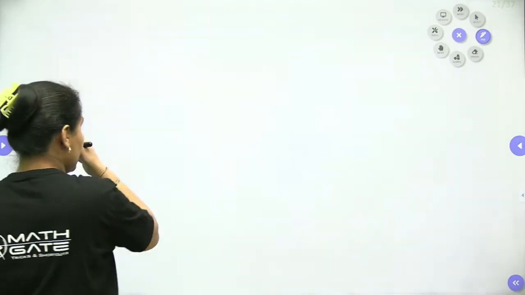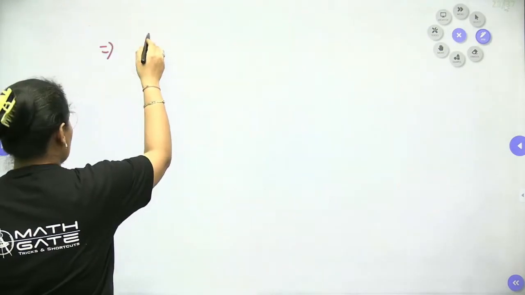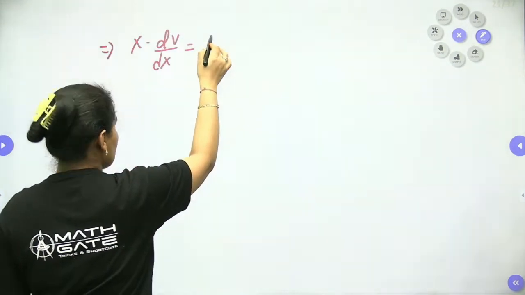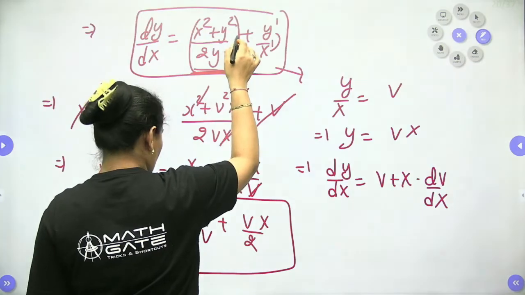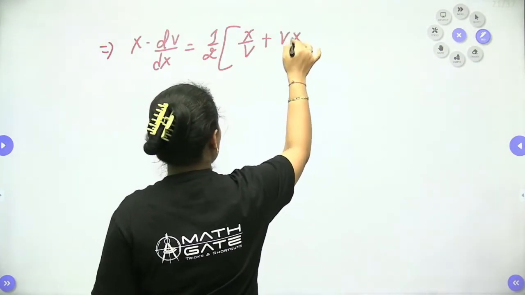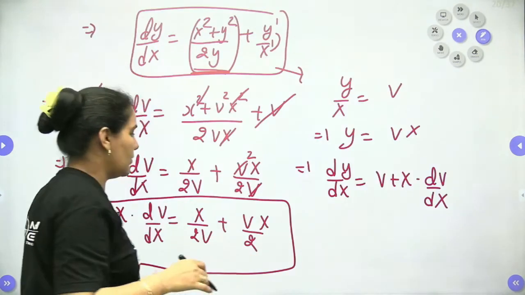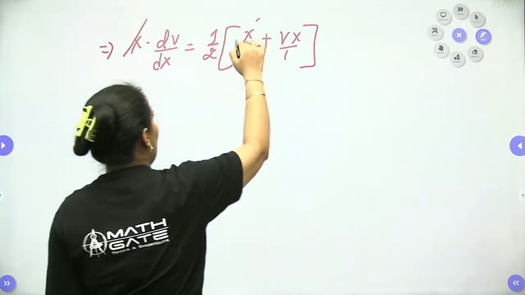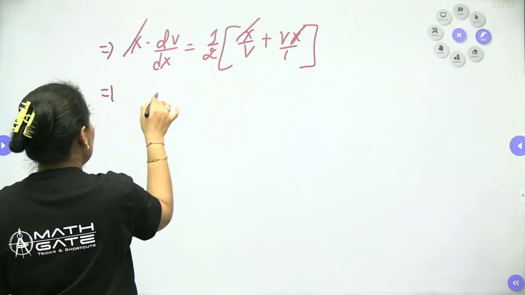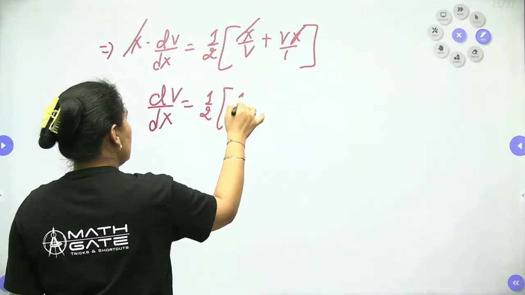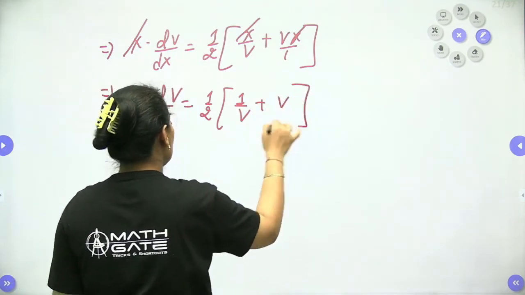Okay, let's make it more simple. Let me write down as it is, then I will approach it in a simple way. We can take 1 by 2 as common. It will be x by v plus vx by 1. Okay, and here we are having dv by dx. For dv by dx, we can cancel out x and x, right? So dv by dx is equal to 1 by 2 into 1 by v plus v only, right?